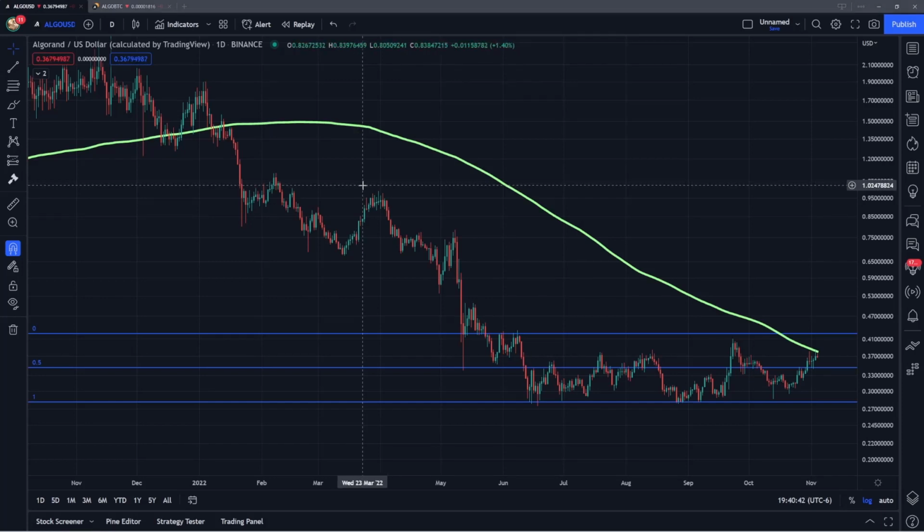So first, I do want to talk about this retest of the 200-day simple moving average. Algo really hasn't had an interaction around this moving average since initially losing it back here in the middle of January. So a very long time to be below this moving average. You can see it has been downward sloping for several months. And as you can see, over the last few days, Algorand has started to come back up to this level.